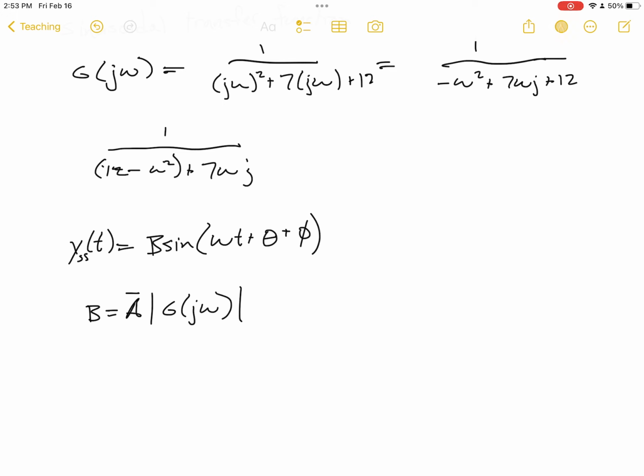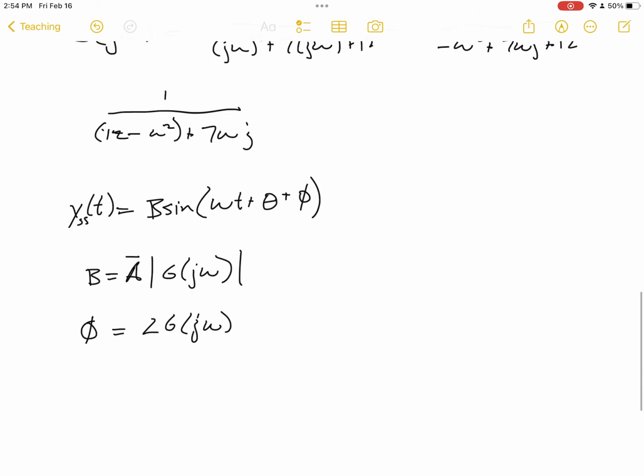And phi is equal to the phase of g of j omega. When g of j omega is a fraction, if we go back to how we talk about complex numbers, the magnitude is the magnitude of the numerator divided by the magnitude of the denominator, and the phase is the phase of the numerator minus the phase of the denominator.